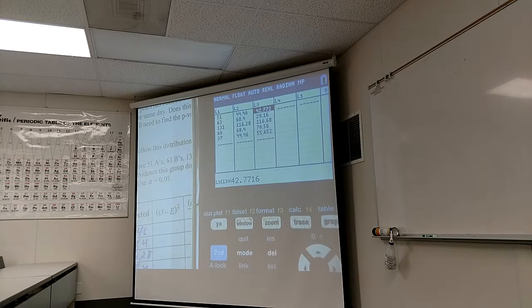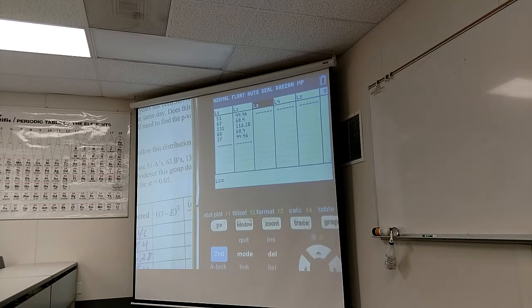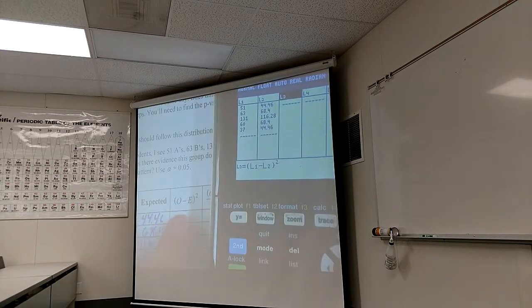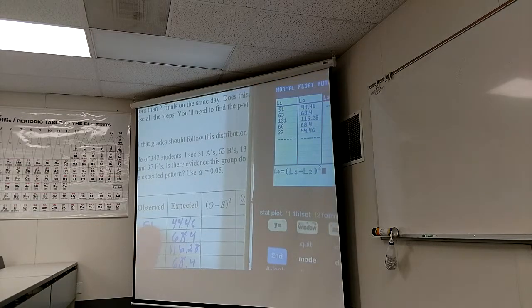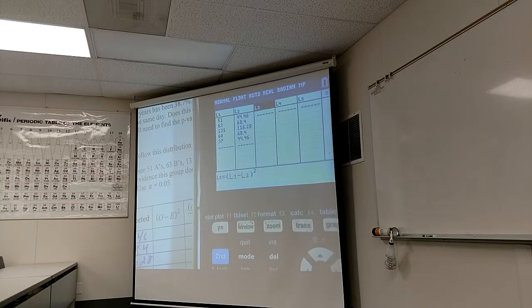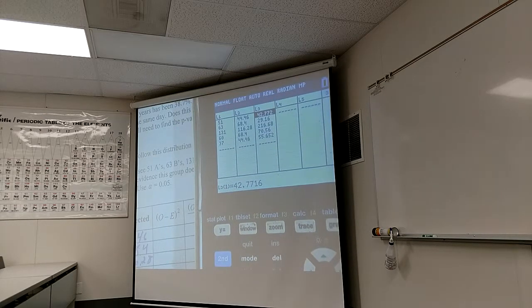Can you do that again? Sure. Go up to L3. Make sure L3 is highlighted. At the bottom it says list 3 equals what? List 3 is going to equal parenthesis, list 1 minus list 2, parenthesis, squared. I want to square the observed minus the expected. L1 minus L2. Are you guys all with me? Then you can write all that down.